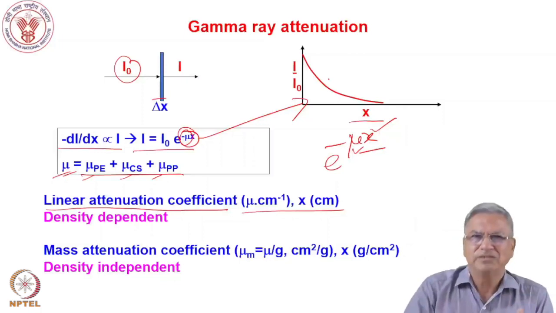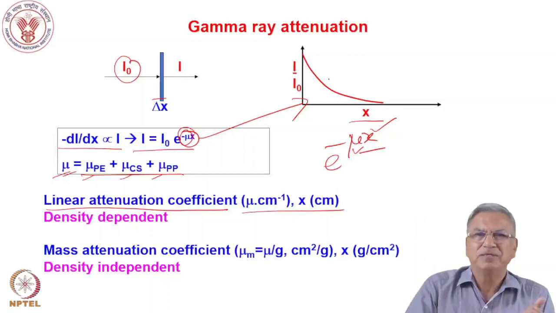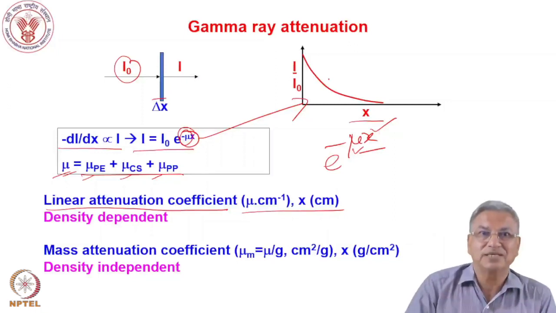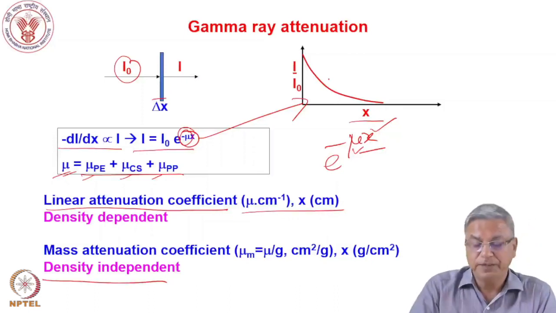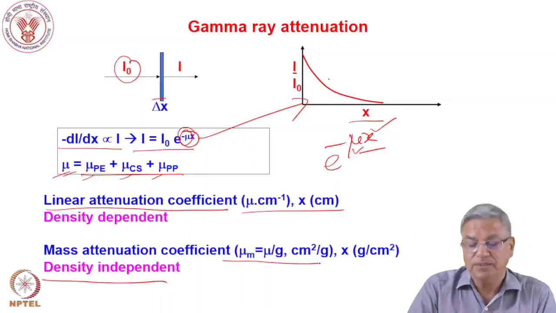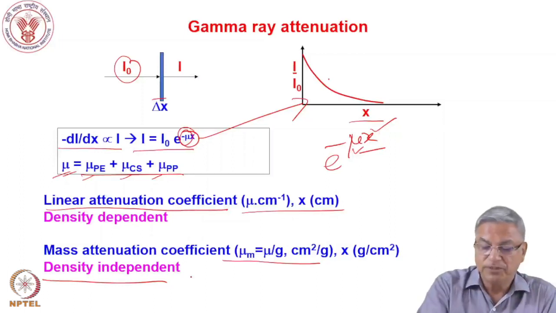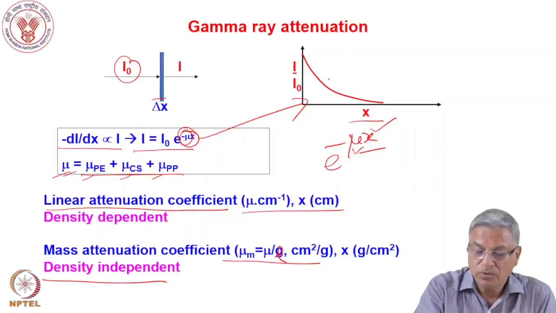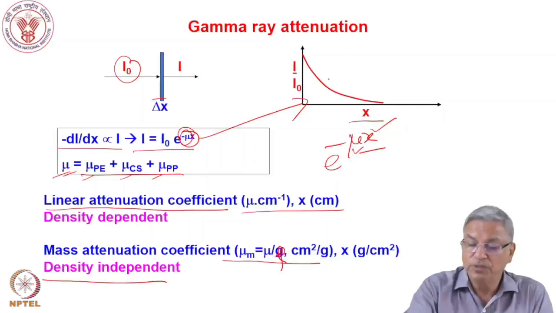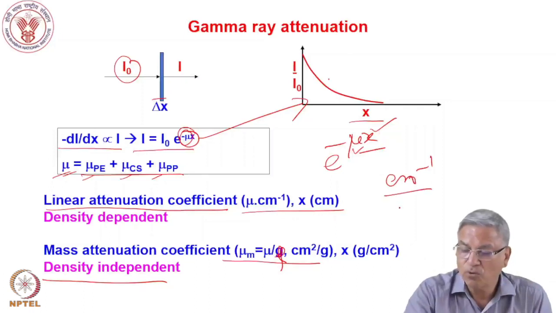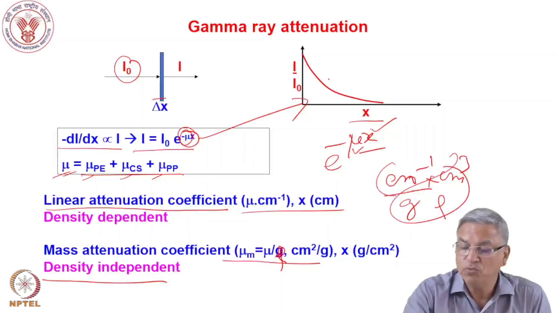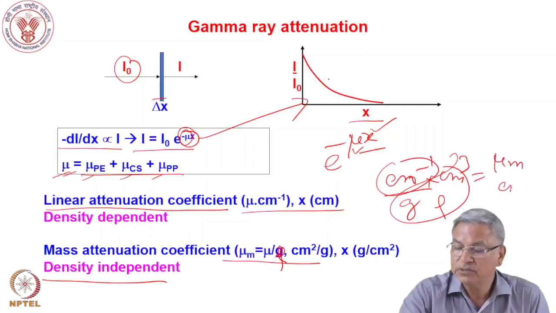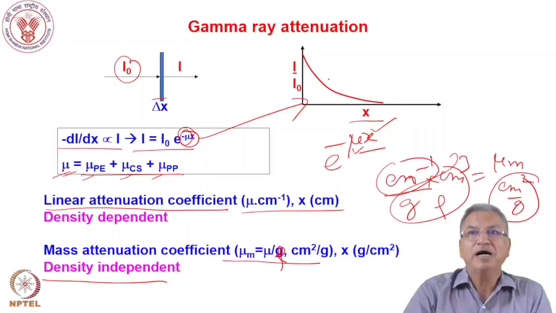But in the interaction, as I discussed earlier also, suppose you can have a 1 inch thick material with pores inside, and the same thing you can compress, the thickness becomes 1 centimeter, but the density is different. So the density normalized thicknesses are called mass dependent thicknesses. And so the density independent mass attenuation coefficient can be obtained by dividing the linear attenuation coefficient by the density rho. So mu by rho will be centimeter inverse upon gram into centimeter cube. So it becomes mu m, that is centimeter square per gram.